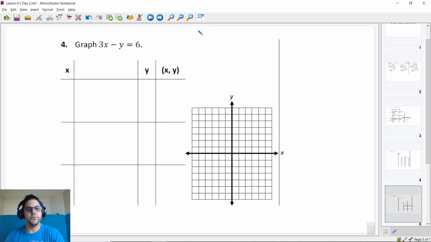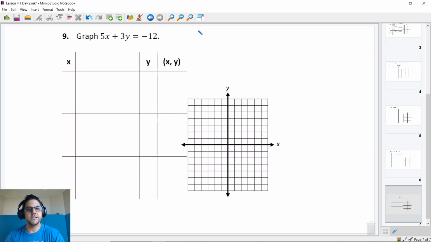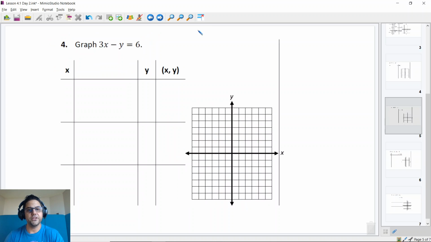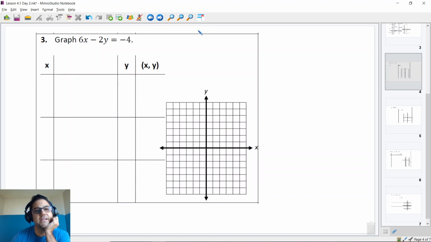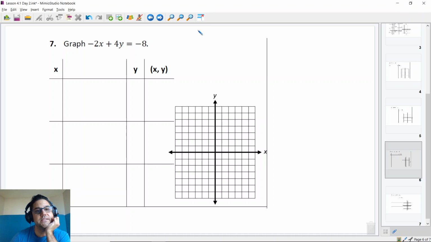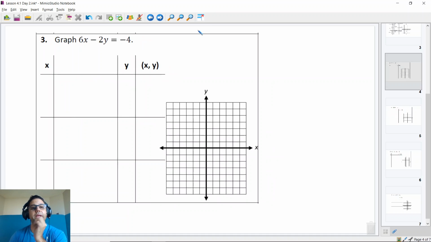All right, let's see. 3, 4, 7, 9. We're going to pick 2 of them. 3's got some negatives, 4 has a little bit of negatives. So I'm going to pick 3 because there are additional negatives there. I just look at the coefficient of y again. So let's do -2, 0, 2.